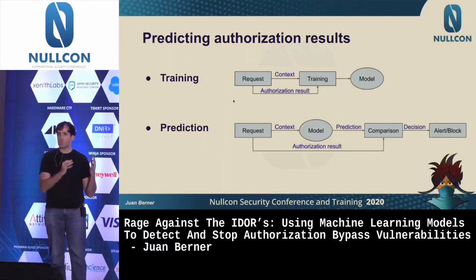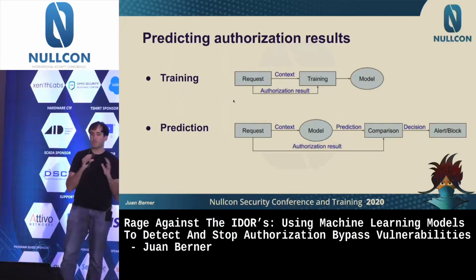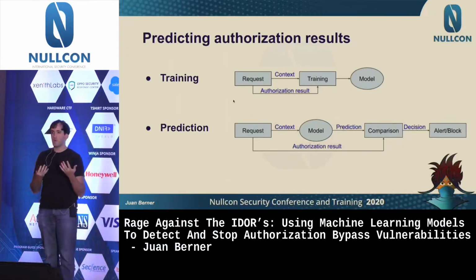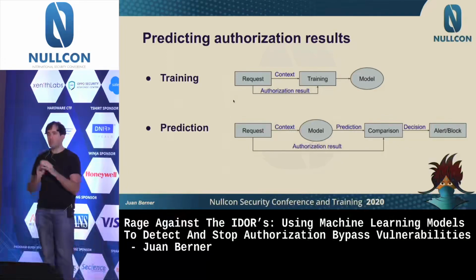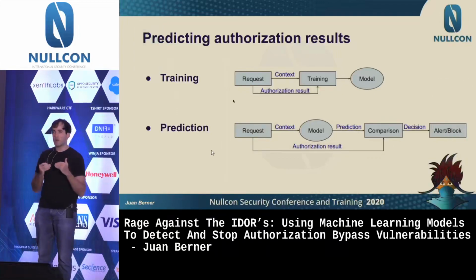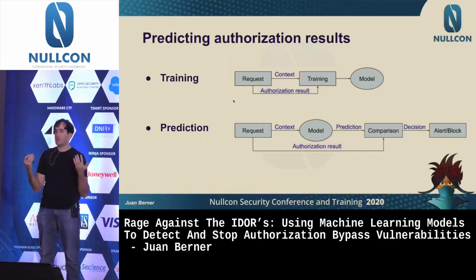So for a particular context of a request, did the request fail or the authorization result fail or succeed? And afterwards, on the prediction side, you would want to be able to, again, push to this model, hey, this new request has happened, there's this particular context, this was the authorization result. The model, without looking at the authorization result, is going to predict, I think that this should have been a failed or successful authorization result, and then compare.